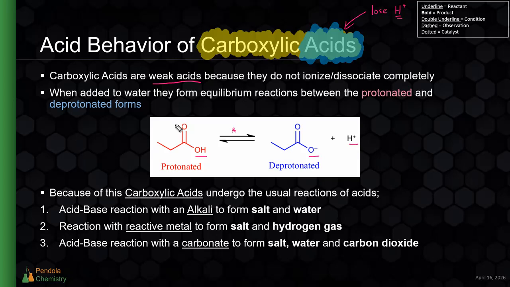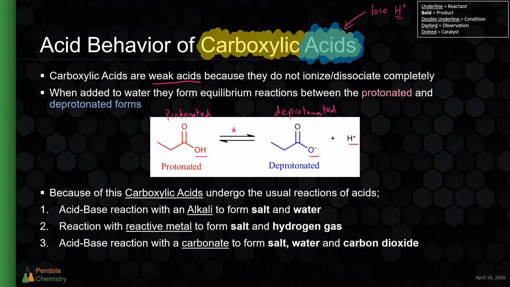When we add a carboxylic acid to water, they're going to react with that water, give up the hydrogen, and create both the protonated form, which is when we have that OH, and the deprotonated form, which is when we have that O-. So we can call this the protonated form. And this is the deprotonated form of the carboxylic acid. Protonated just meaning that it has a proton or hydrogen ion. So protonated means it has the H. Deprotonated means it does not have the H.